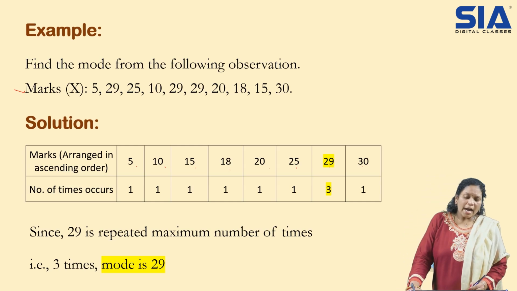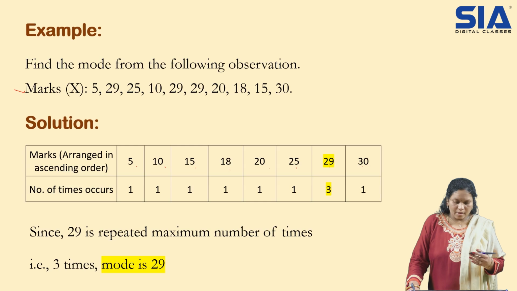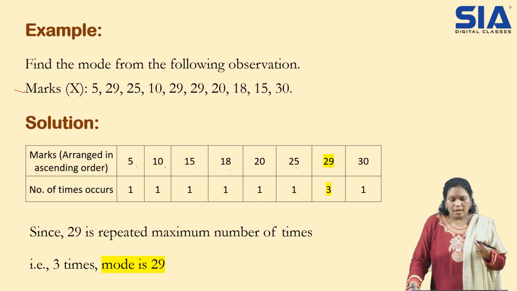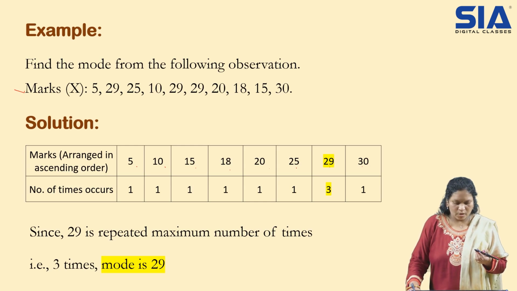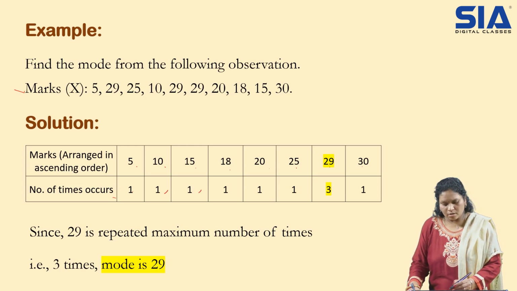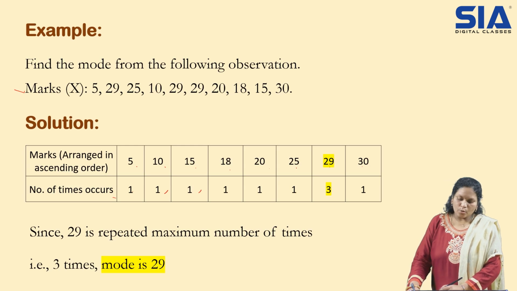Now how to identify that? To identify the most repeated values, or the highest, what I have done is, here, number of times occurs, I have written the title, and I want to check how many times each has repeated. So 5 occurs only one time, so write 1. 10 also one time, write 1. 15 one time, 1. Like that, all one times I have written here.